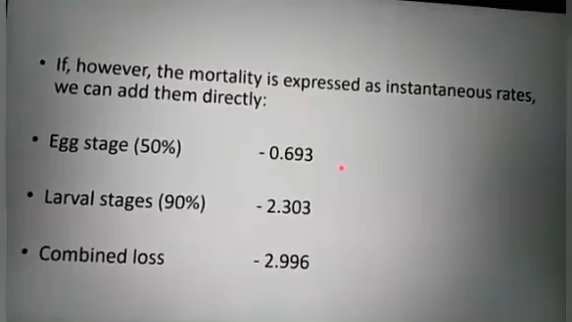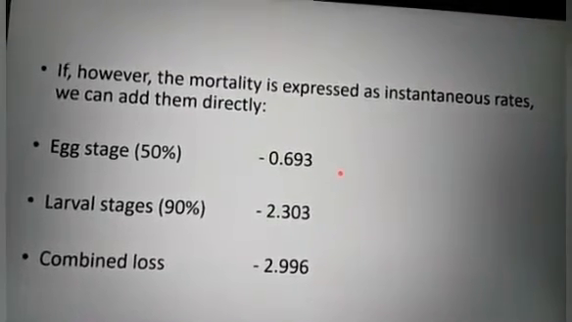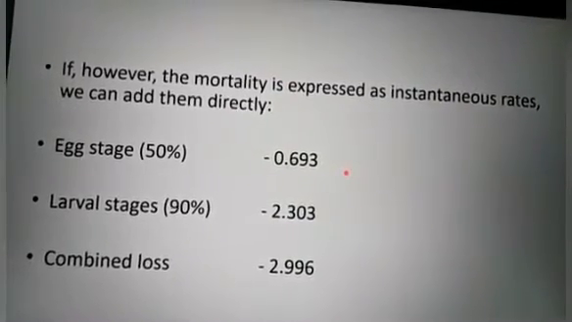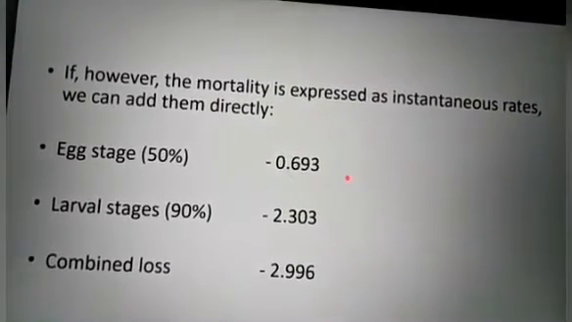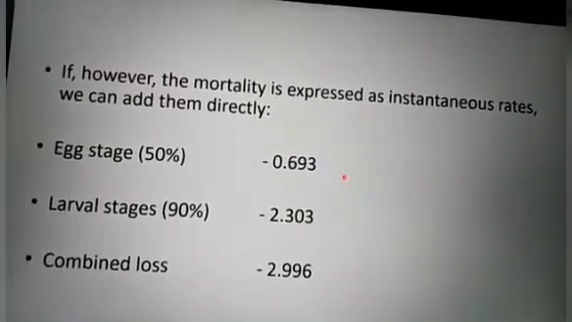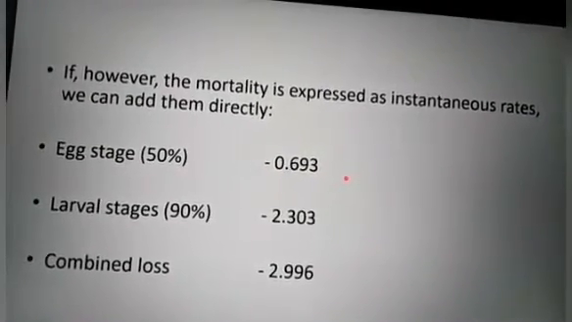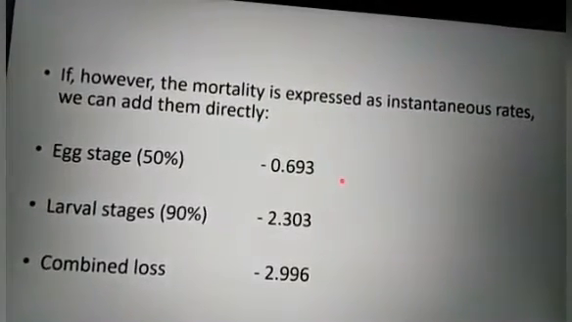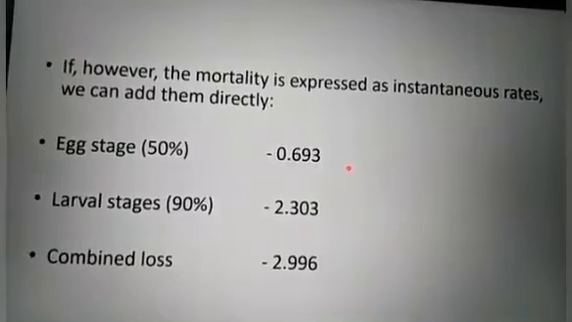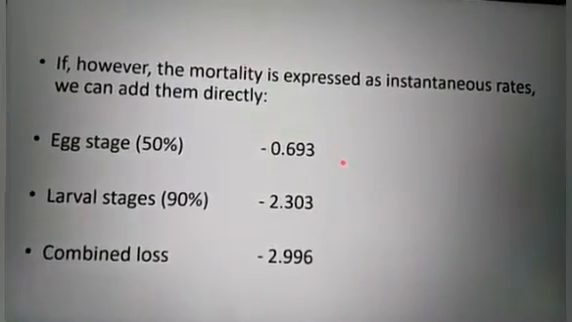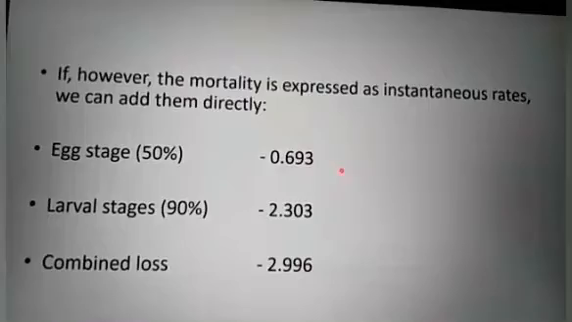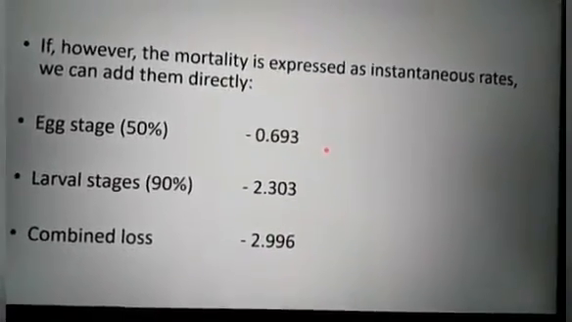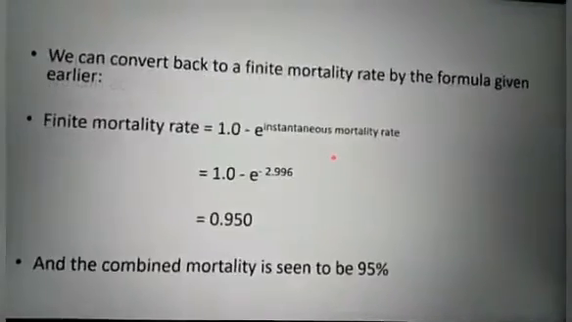If, however, the mortality rate is expressed as instantaneous rates, we can add them directly. So the egg stage is 50%, which is equal to minus 0.693. The larval stage is 90%, which is equal to minus 2.303. So the combined loss is just minus 2.996. I know this looks a bit tricky, but it's very much straightforward.